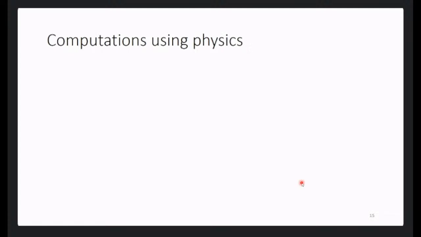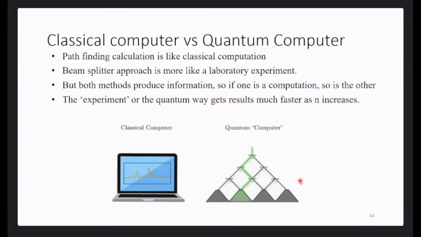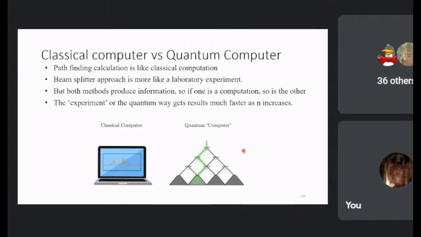The next one is again using an analogy to explain. Quantum computing is a lot like computing using physics. In this case, for example, the classical computer was using a pen and paper to calculate all possible paths, whereas the quantum computer way of doing things was just using an optical setup like a beam splitter and actually doing an experiment to do the computation. So it is sort of like computing using physics.